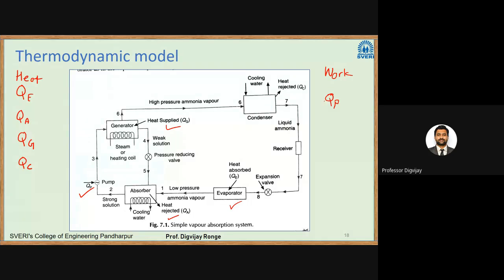Right? So can anybody tell me what will be the equation of the first law? The first law is the law of conservation of energy. All these values are in front of you. We have heat values here, QE, QA, QG, QC, and we have work here, which is QP. By looking at the diagram, can anybody guess what will be the equation according to the first law for this system?